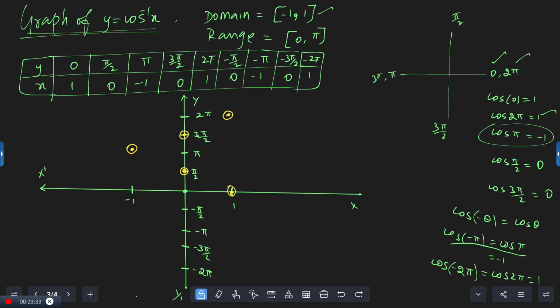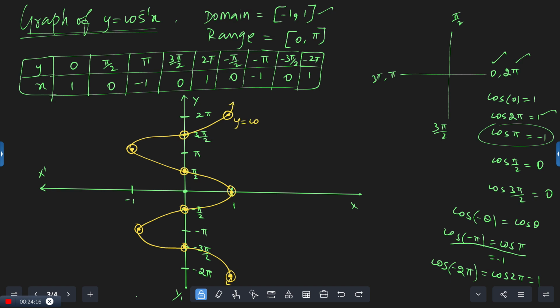So how can you start? You can start here, and it will go like this, coming down this side. Minus pi by 2 gives 0, minus pi gives minus 1, on this side. Next, minus 3 pi by 2 gives 0, on the axis. Minus 2 pi gives plus 1, here. So you bring it, and it will be coming down. So you put an arrow.